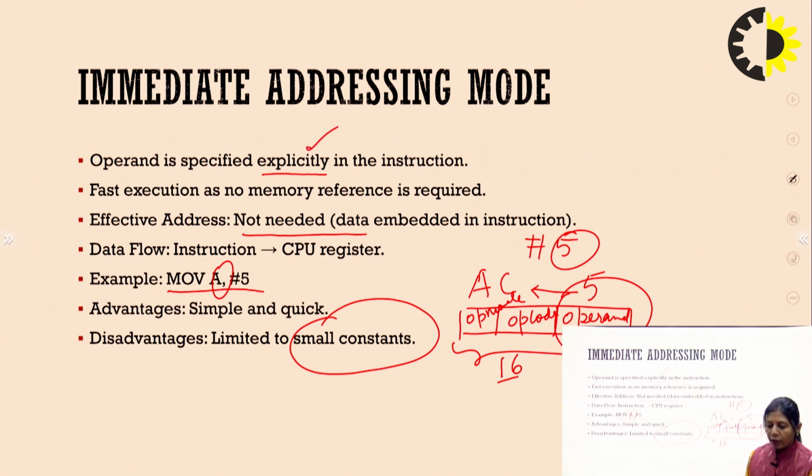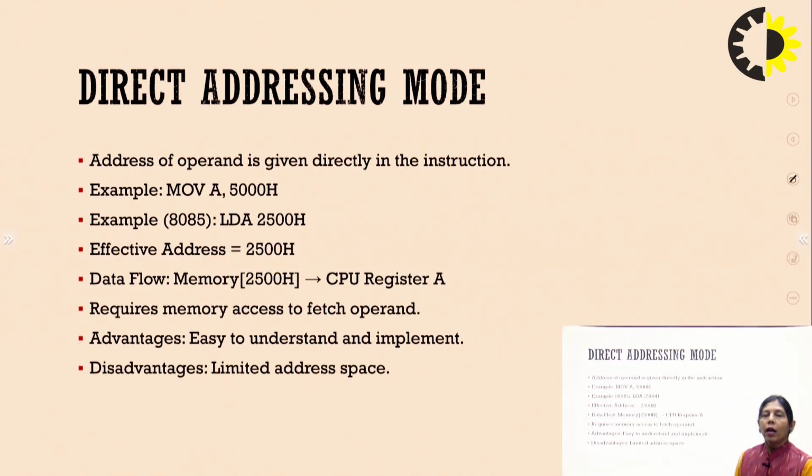So whenever we need a small constant, for example, if the constant value in a program is 4, then every time the 4 will be fetched from the instruction itself. We need not calculate the effective addressing. Second is the direct addressing mode. In the direct addressing mode, we can get the effective address directly from the instruction.